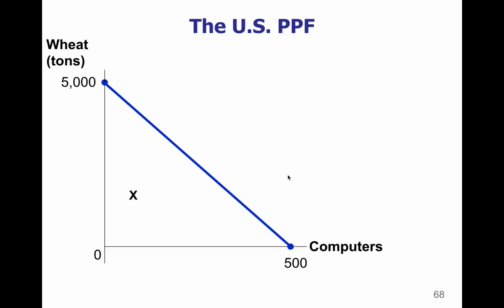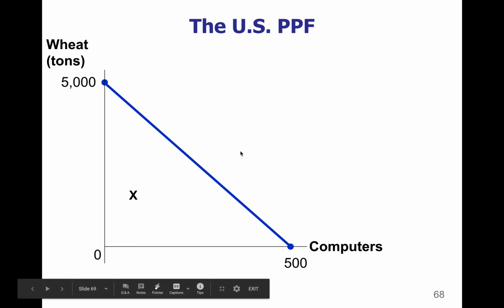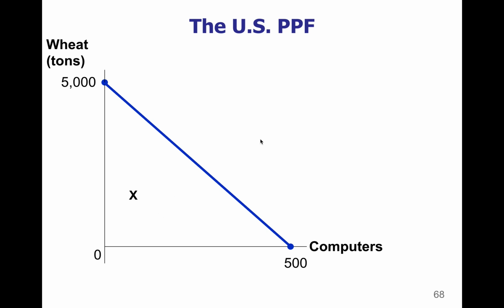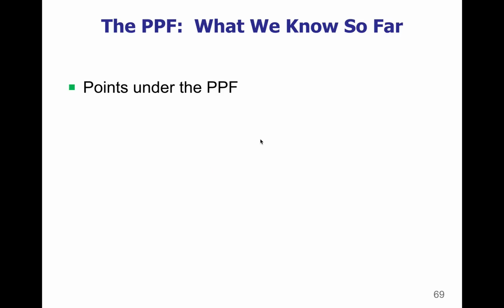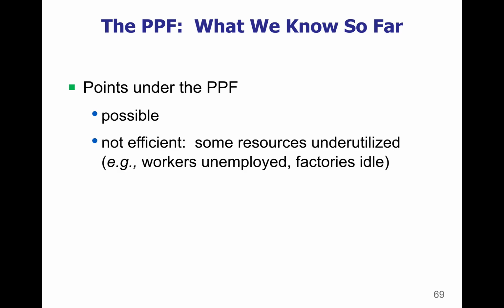Now, if you look at this part of the graph, point X represents a small number of wheat and a small number of computers. Points underneath the PPF line are possible combinations. We could make that combination of wheat and computers. We have the labor hours to do it. But because it's underneath the maximum line, it's not efficient. Some of the resources that we have are being underutilized.